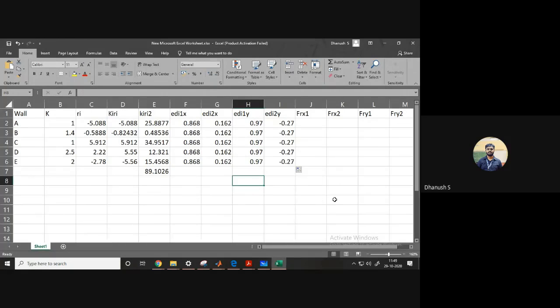Okay. Next, what do we have to do? What is your FR value? This is equal to KiRi divided by summation KiRi square, into force in x direction. Force in x direction, how much did we get? 400 kilonewton. 400 into ED.